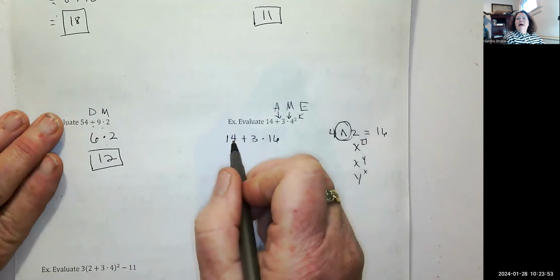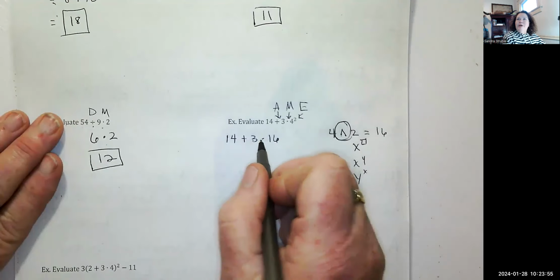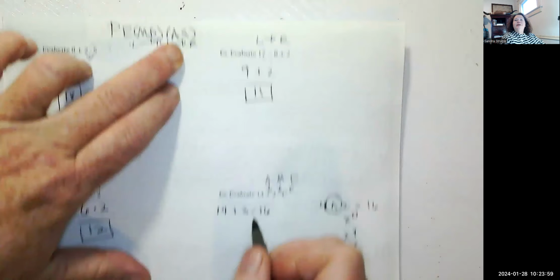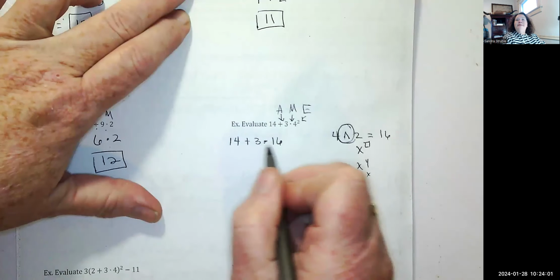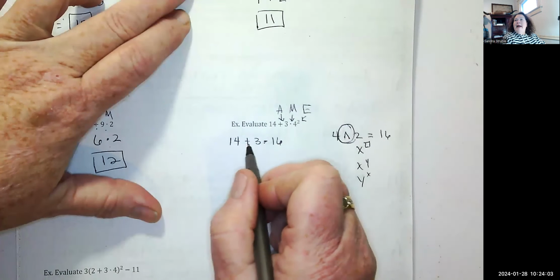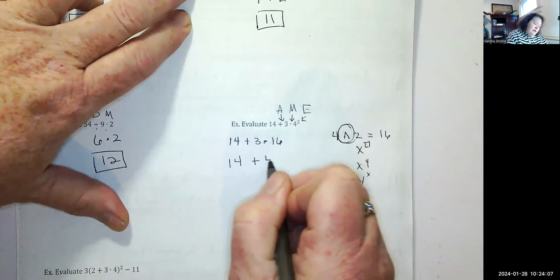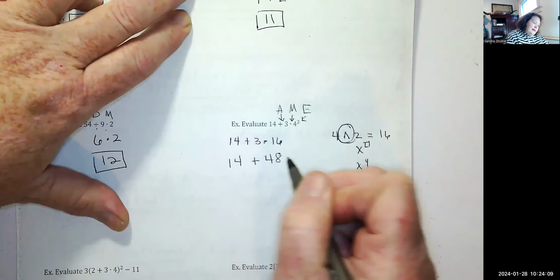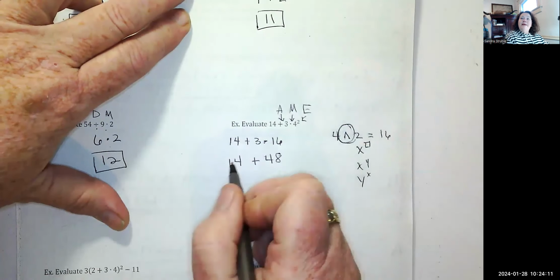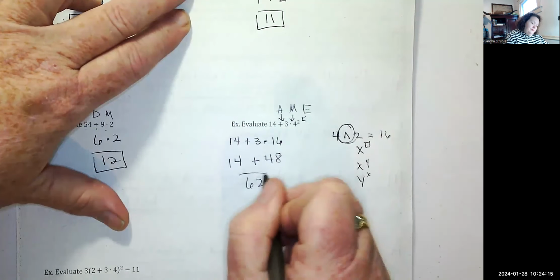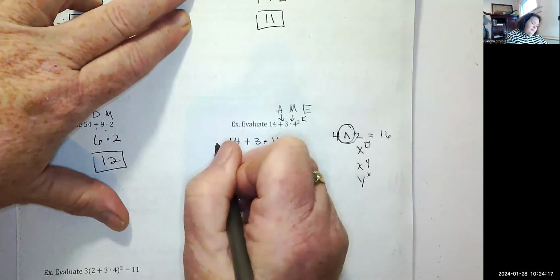All right, so now we've got addition and multiplication. Who comes first? Multiplication comes before addition, so we have to do 3 times 16 before we can add the 14. So 14 plus 3 times 16 is 48. Now we can do the addition, which is 62. Okay.